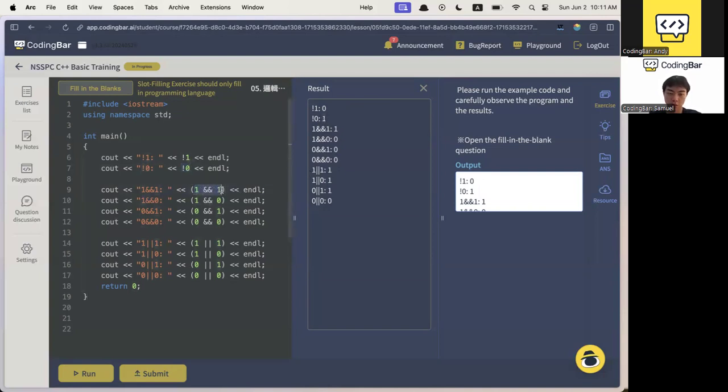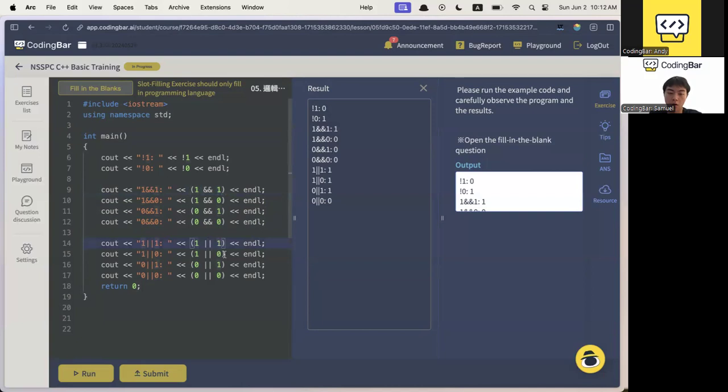How about 1 and 1? That means true and true. True and true equals true. Okay. How about true and false? True and false equals false. False and true equals false, and false and false equals false as well. So you can see a pattern here. Only if both conditions are true, then the output of this AND operator will be true. So both of these must be true at the same time.